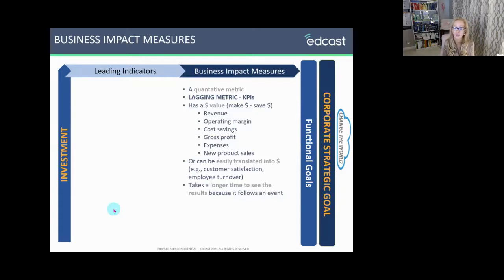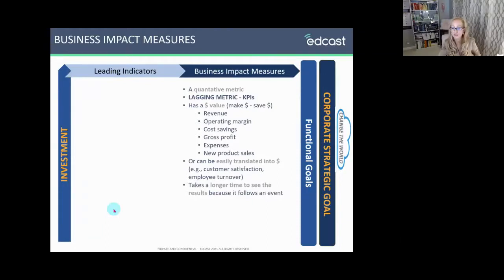So let's say I talked about customer satisfaction a minute ago. Customer satisfaction could be qualitative, but it could also be quantitative. Maybe your organization measures your net promoter score, and you know that each notch on your promoter score is correlated with a certain dollar value, say a $10,000 increase in revenue. Then that would be a business impact measure, because you know the revenue value of customer satisfaction. And the business impact measures take a while to see. So we need to show that we're on the right path to impacting the right metrics.